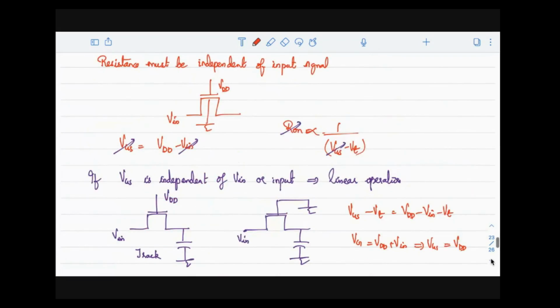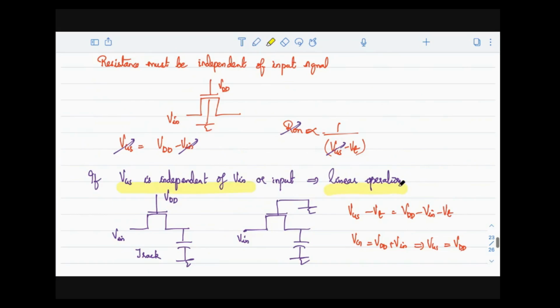So the one thing we understood is the resistance of the switch should be independent of the input signal. In order to make the resistance independent of the input signal, what we observed from the MOSFET is that VGS should be independent of Vin, the input. That will ensure linear operation. When your VGS is independent of Vin, that will lead to linear operation.